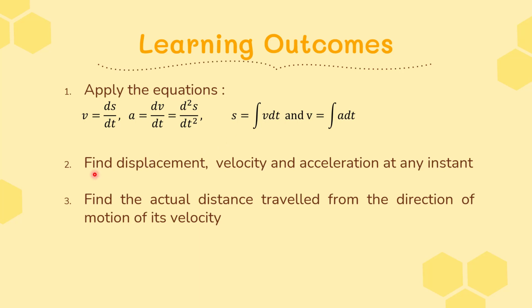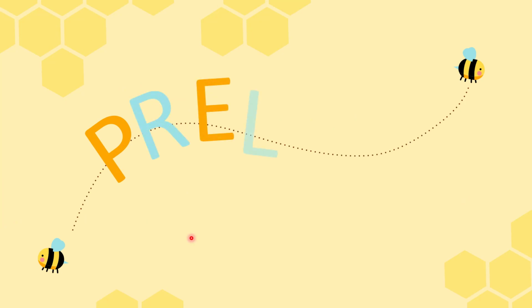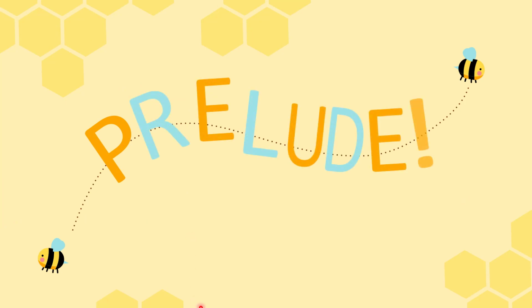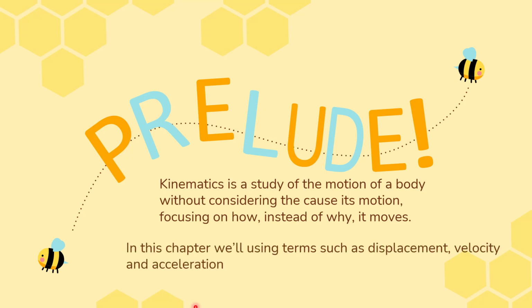Using that process, we can find displacement, velocity, and acceleration at any instant, and also find the actual distance traveled from the direction of motion of its velocity. Before that, let's see the terminology of kinematics. Kinematics is the study of the motion of a body without considering the cause of its motion, focusing on how, instead of why, it moves. In this chapter, we'll use terms such as displacement, velocity, and acceleration.